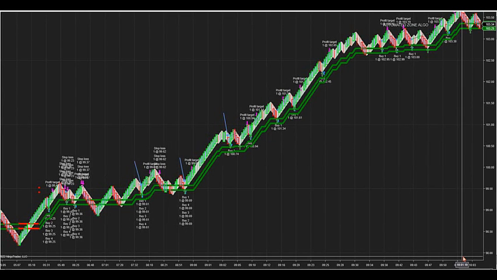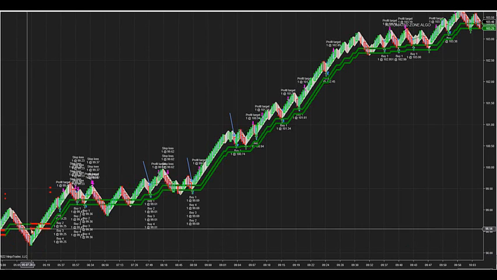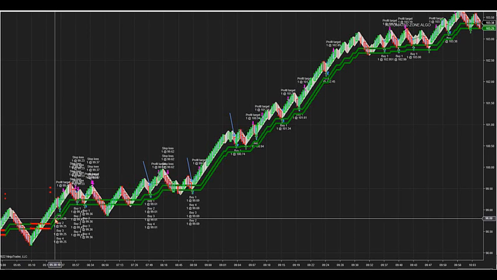I'm sorry, it's been buying retracements since 5:30 this morning. This is when it first started flipping over from green to red. Green to red. It's been green since 5:30 this morning, and it's taking all these retracements up as far as that goes.